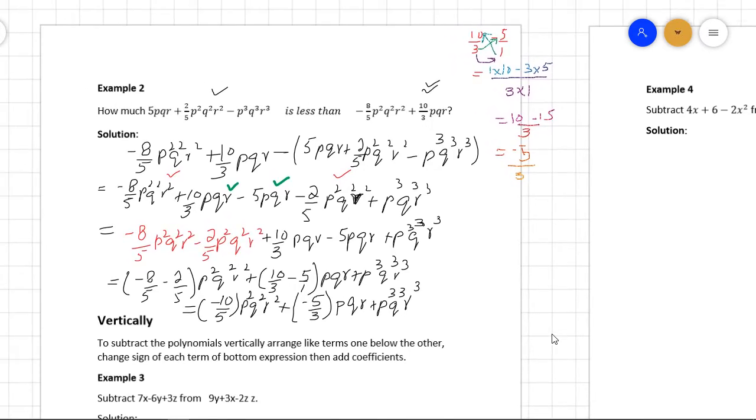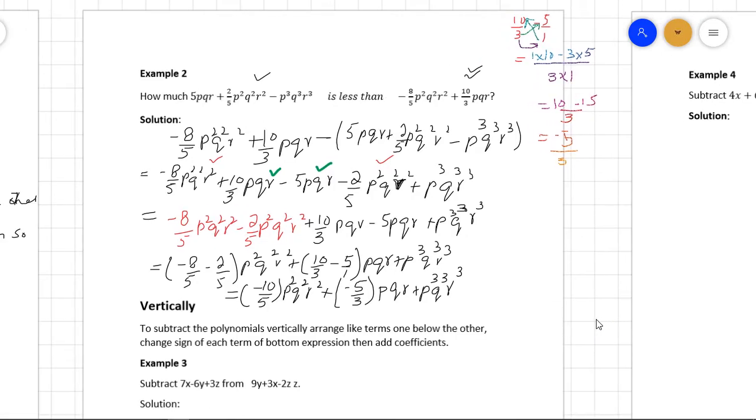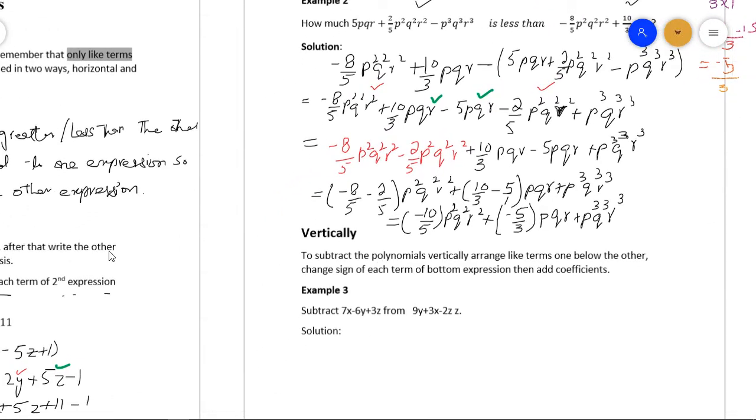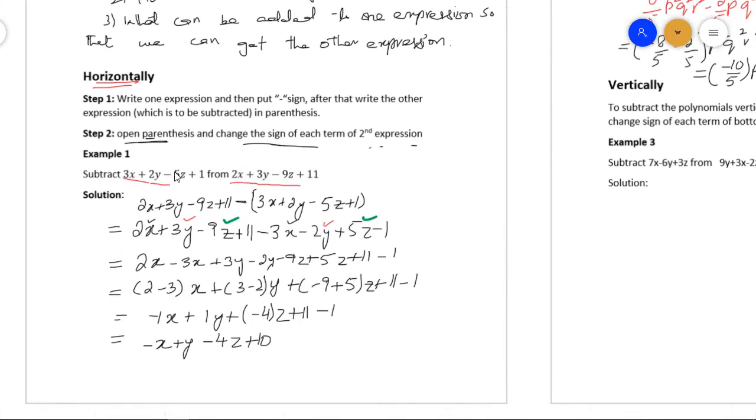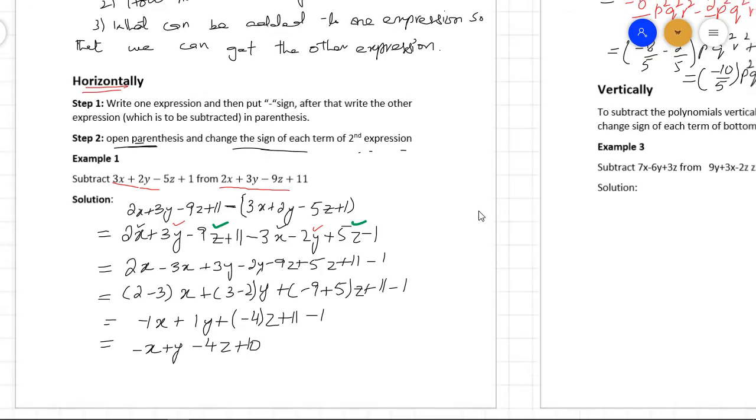So we have learned how to add the polynomials and how to subtract the polynomials horizontally. What you have to do, you have to write one expression and then put a negative sign, and after that write the other expression which is to be subtracted in the parentheses. After writing this statement, you have to take off the parentheses and change the sign of the second term as we have done in both these examples.